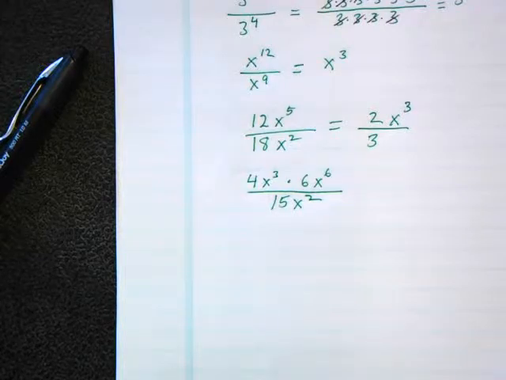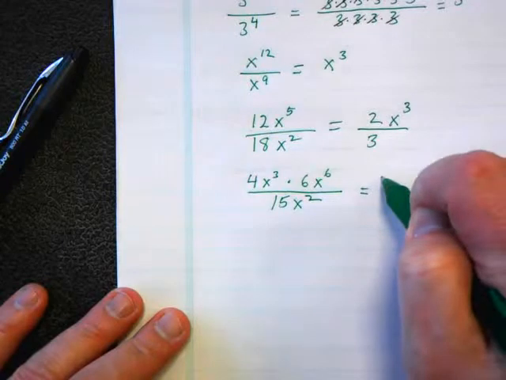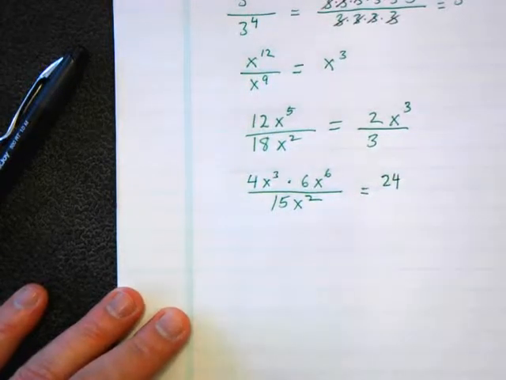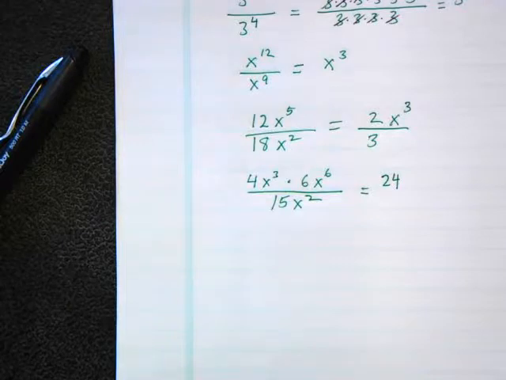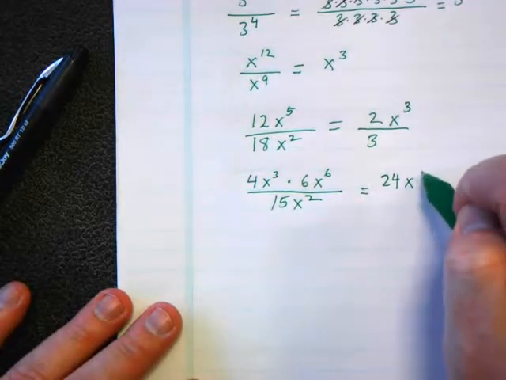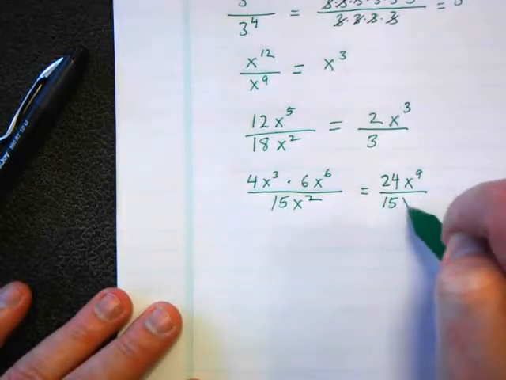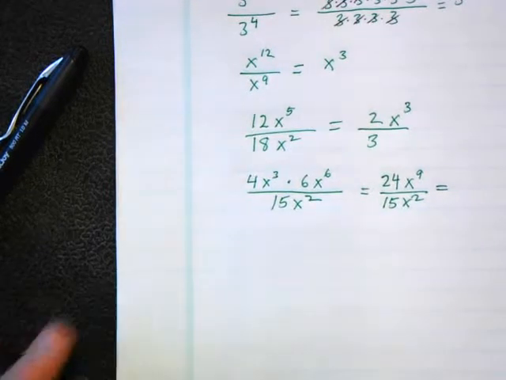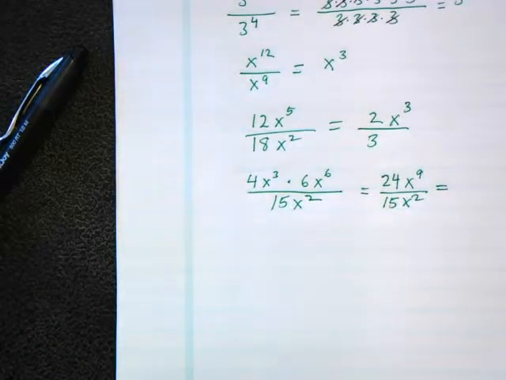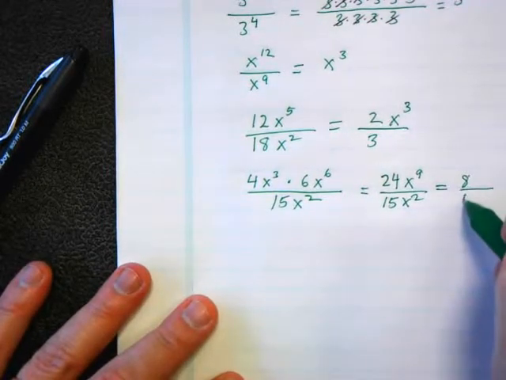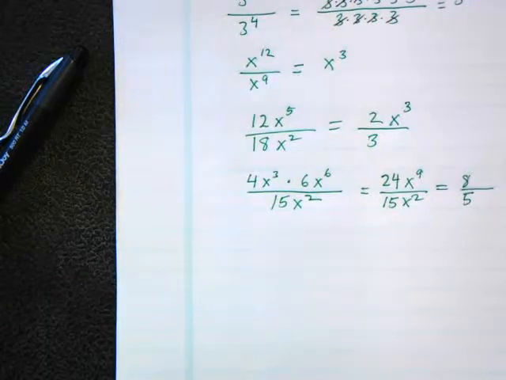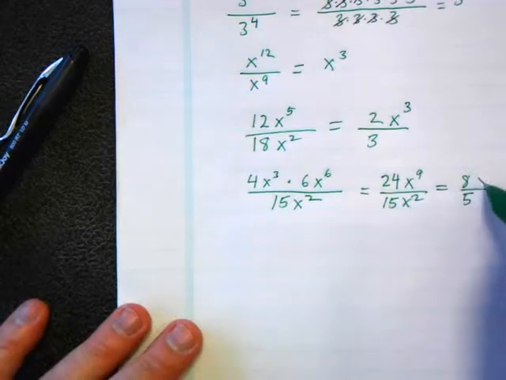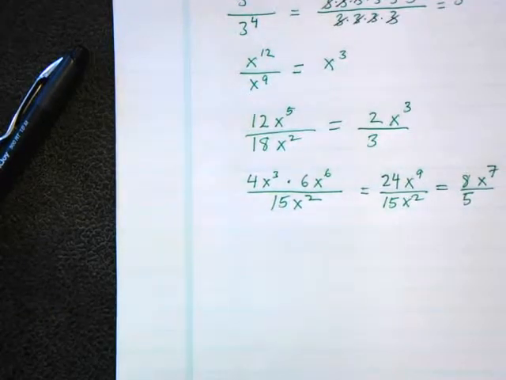You start with the top. That's exactly right. So you multiply. 4 times 6 is 24. And then how about your x's? X to the 9. You would add those exponents, x to the 9, divided by 15x squared. 24 and 15, anything in common? Can you reduce? They reduce by 3. So that's going to be 8/5. And then how about the x's? 9 minus 2 is 7, so we have x to the 7th.